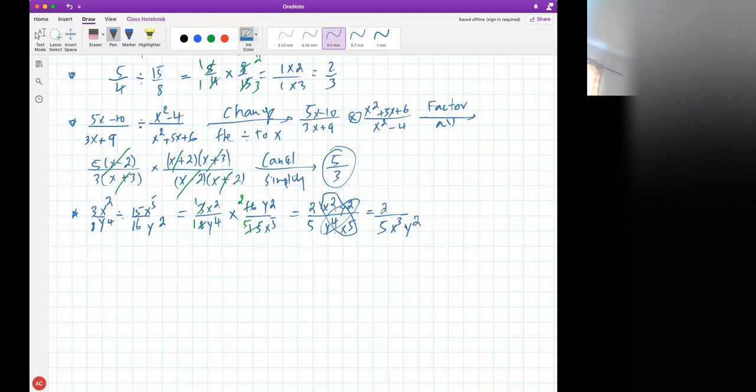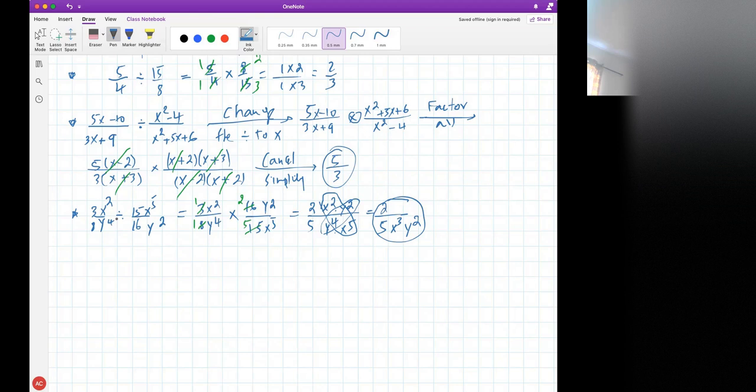And that's it, that's pretty much it. There's nothing else we can do. This fraction, as you can see, is simplified. There's nothing to simplify. We can't do anything else with these two. They have different bases, and we're pretty much done dividing these two rational expressions.